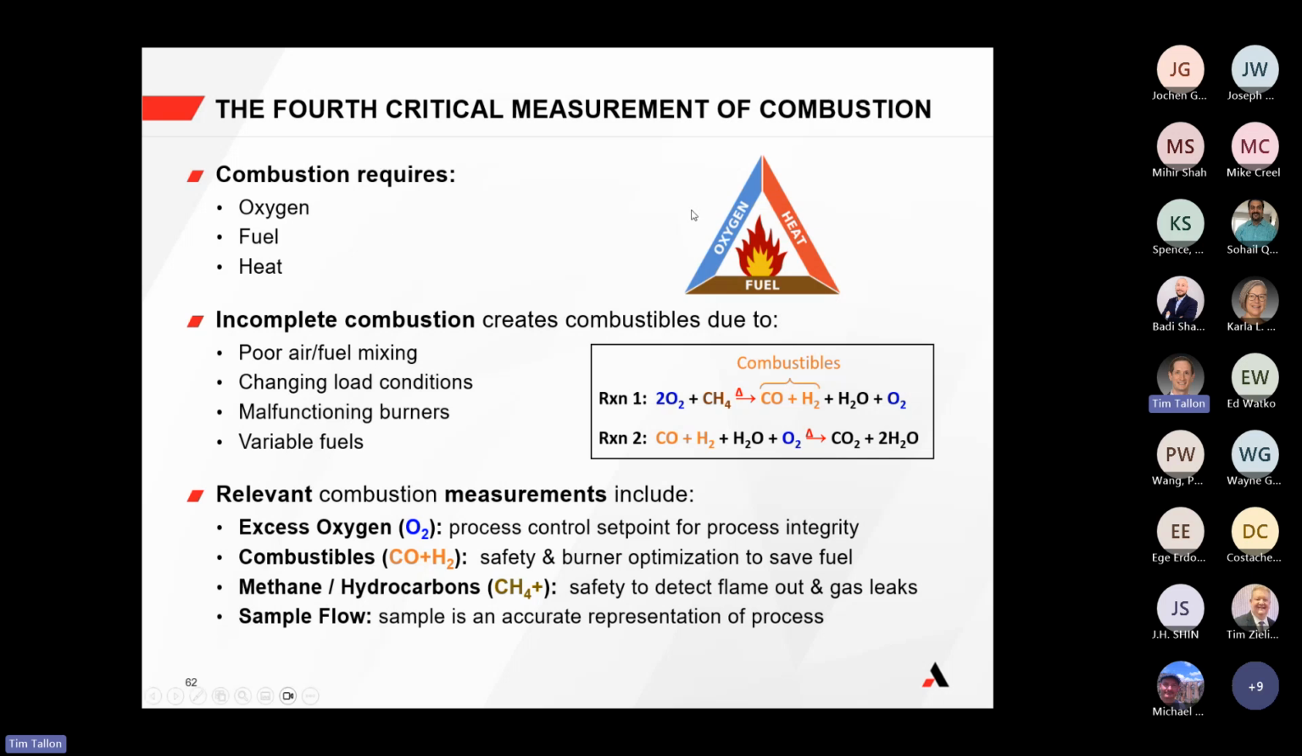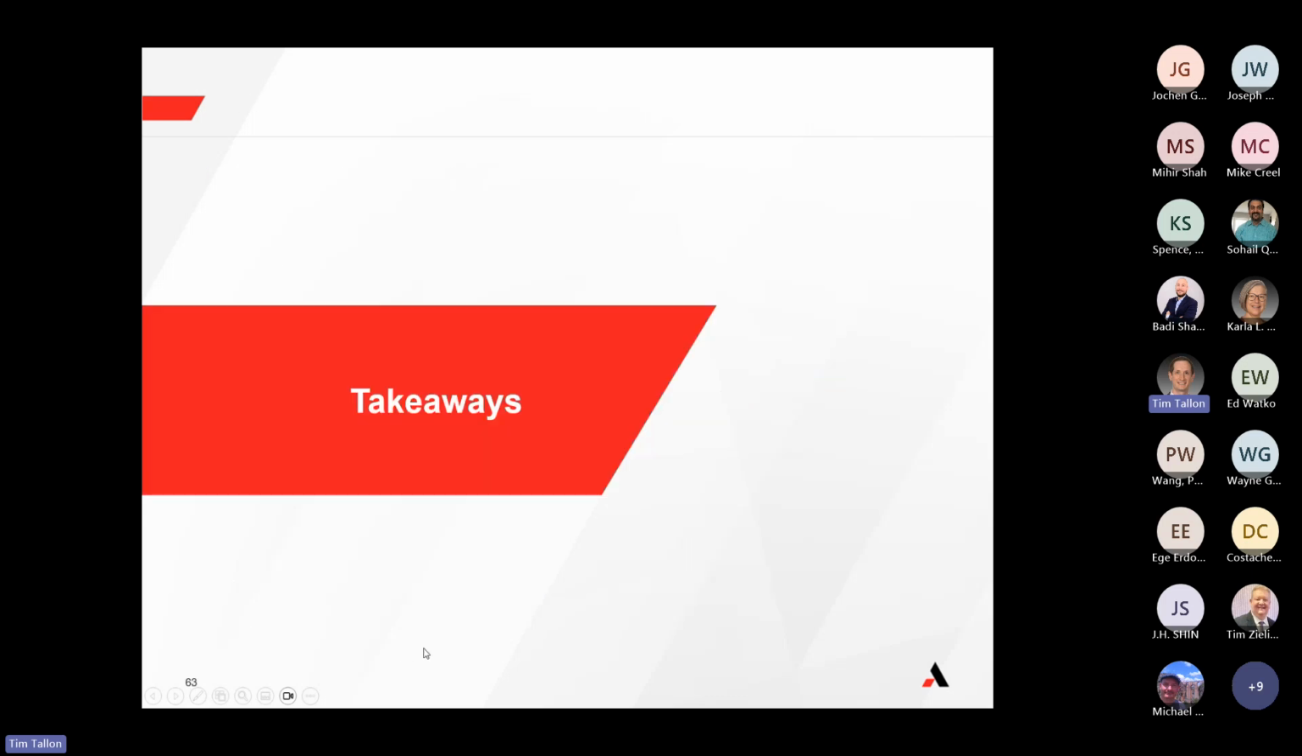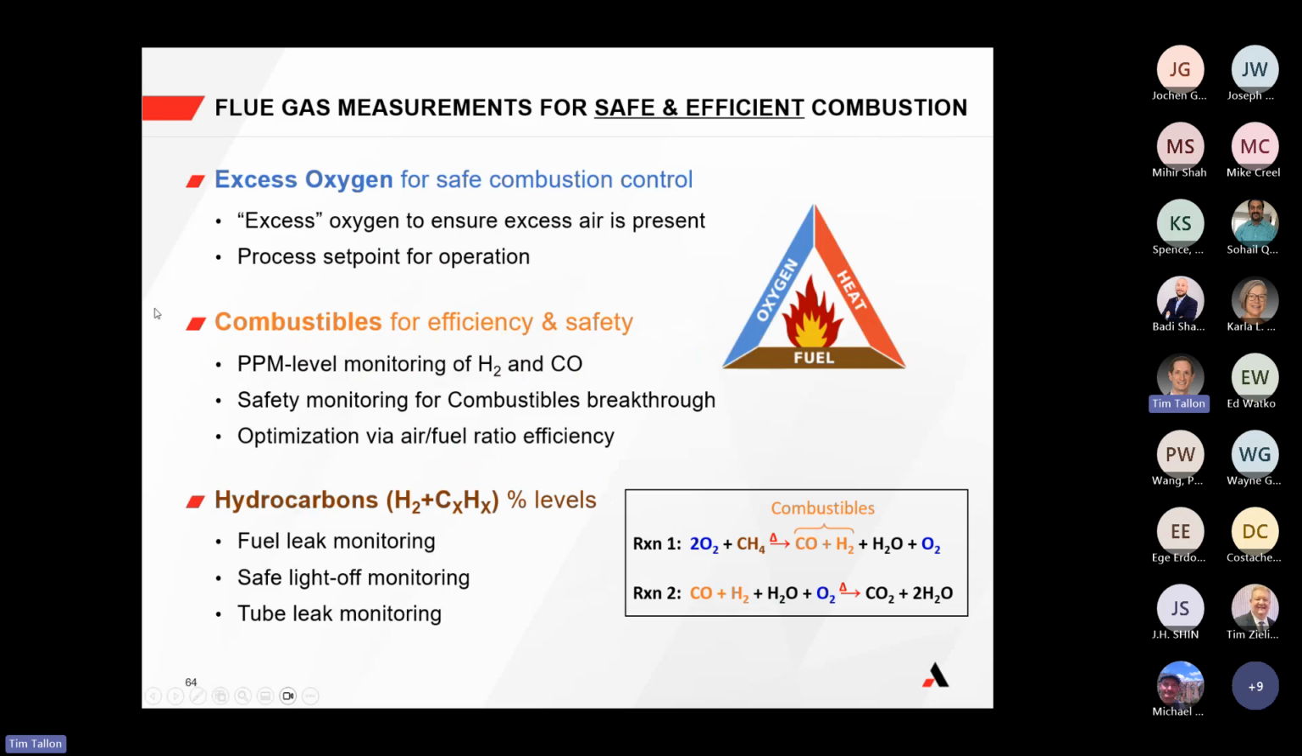Just reiterating the fourth critical measurement, not just being excess oxygen, combustibles, methane, but also sample flow. As far as takeaways, some things I really want to just keep in mind. Again, excess oxygen provides that operational set point to ensure that you have enough excess air at the burner for safe combustion. It provides that air-to-fuel ratio correlation, like I mentioned. Very important from that standpoint. It's required for safe monitoring of the fuel and that air-to-fuel correlation.